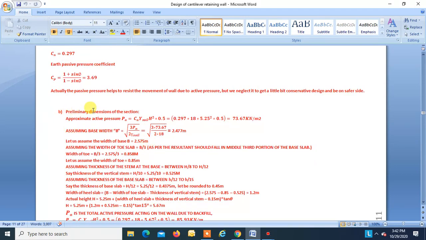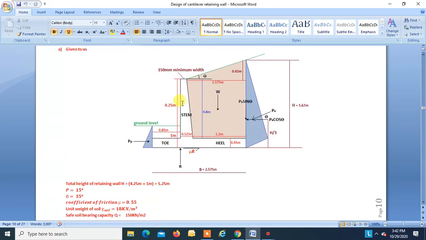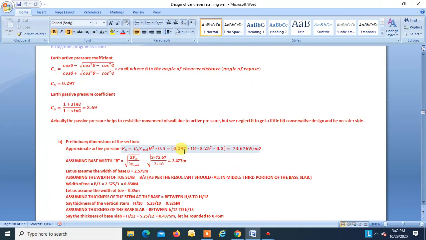Now let us first set the preliminary dimension of the section. So approximate active pressure PA is equal to CA into soil density into H square divided by 2. At present we are taking H is equal to 4.25 plus 1, that is 5.25 meters. So actual H is this, okay? But we don't know the dimensions, so now we are just moving forward by finding approximate PA, okay? So PA is found to be 73.67 kilonewton per meter.